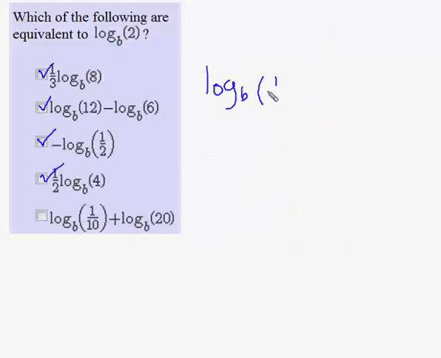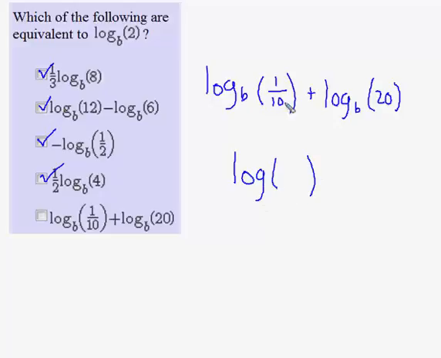Lastly, I have the sum of two logarithms, and there's a logarithm rule that says that if you have the sum of two logarithms, provided they have the same base b, you can write it as a single log of the product of the two previous inputs. So the sum of the logs becomes the log of a product. So I can simply take 1/10 and multiply by 20. Don't forget to copy the base b. And since 20 times 1/10 is 2, the last expression here is also equivalent to log base b of 2. So it turns out all 5 of these, although they look completely different, are all equivalent to the same thing.